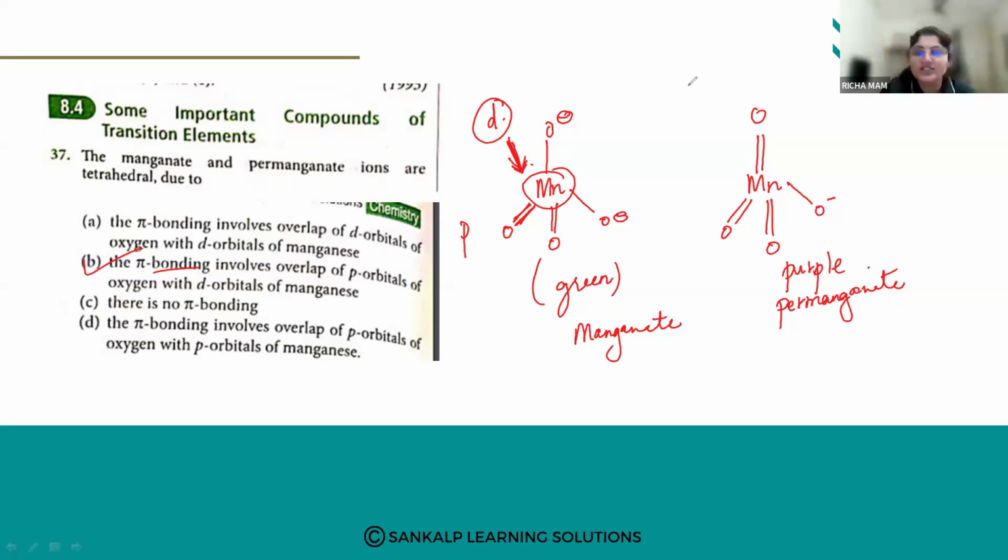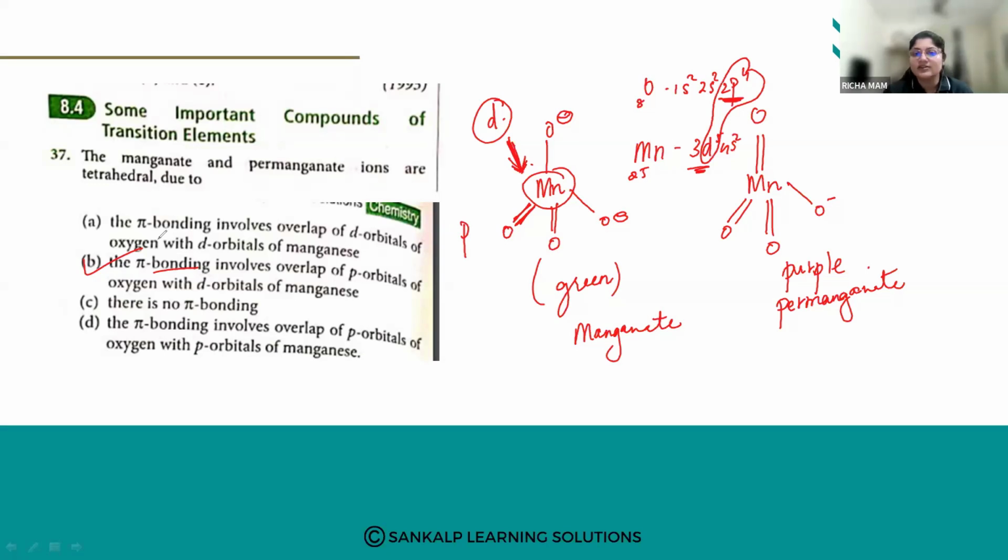Oxygen is atomic number 8: 1s2, 2s2 and 2p4, so it has p orbitals. In Mn, atomic number 25, it is 3d5 4s2, so d orbitals are involved. So the pi bonding involves the overlap of p orbitals of oxygen and d orbitals of manganese. So this overlap takes place. I hope it is clear.